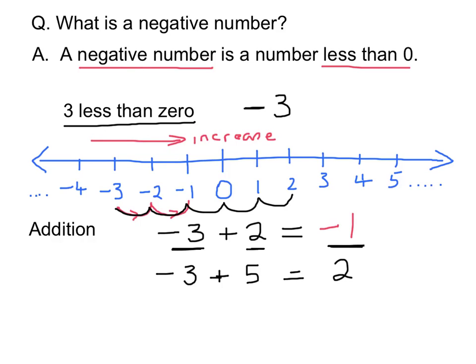Good job. One thing to note also is that addition is commutative. And what I mean by that is that minus 3 plus 5 can also be written the other way around. And if I write it the other way around, that is 5 minus 3. And most people know the answer to that. 5 minus 3 is equal to 2.